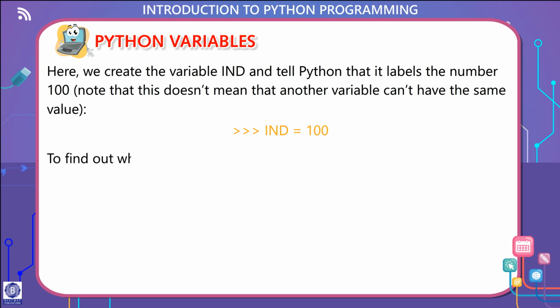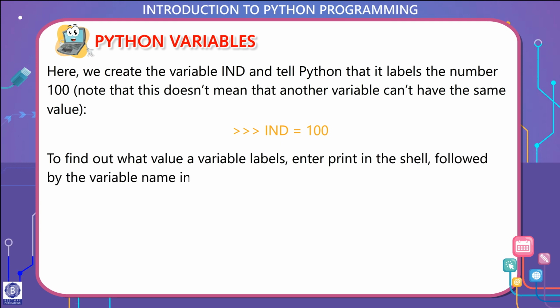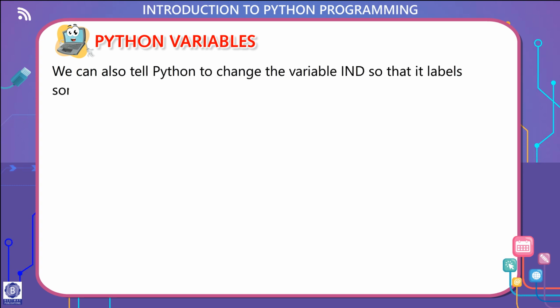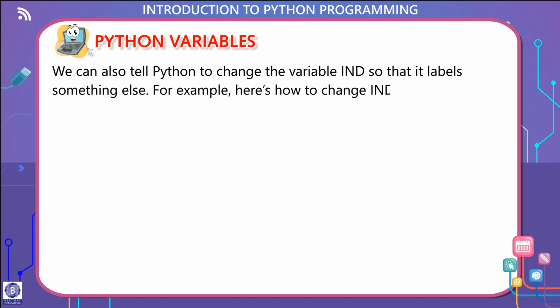To find out what value a variable labels, enter print in the shell followed by the variable name in parentheses, like this: print(int) gives 100. We can also tell Python to change the variable int so that it labels something else. For example, here's how to change int to the number 200: int = 200.